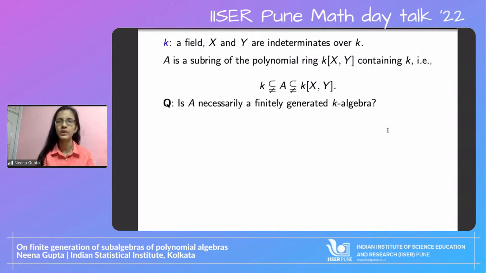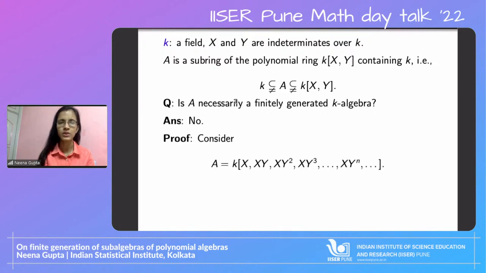Now, this is what you know. So how would you generalize? The next question you would ask is, how about adding one more variable, and assume A is a subring of K[x,y]? Can you ask a similar question? Is A necessarily a finitely generated K-algebra? In this case the answer is clearly no, because you can consider a subring of this type: x, xy, xy squared, xy cubed, xy to the power n. It requires a little bit of effort to show that this ring A is not a finitely generated K-algebra.